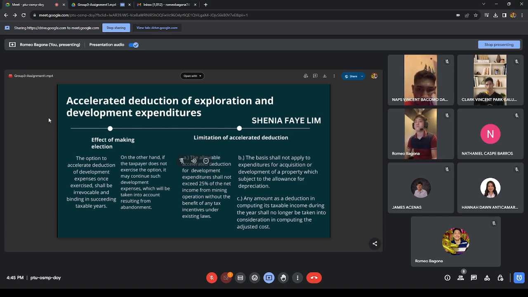The limitation of accelerated deduction. The allowable accelerated deduction for development expenditures shall not exceed 25% of the net income from the mining operation without the benefit of any tax incentives under the existing laws. Second, the basis shall not apply to expenditures for acquisition or development of the property which is subject to the allowance for depreciation. And lastly, any amount taken as a deduction in computing taxable income during the year shall no longer be taken into consideration in computing the adjusted cost.